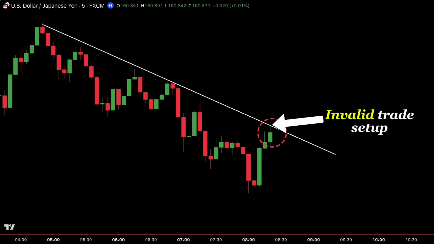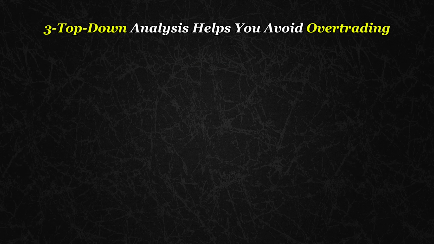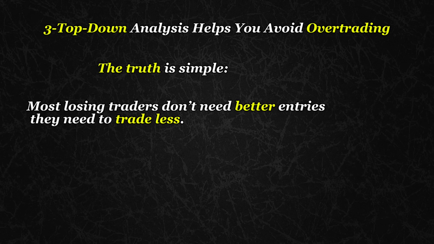That's the value of top-down analysis. It exposes conflicting signals early, keeps you out of weak trades, and helps you trade with clarity instead of confusion. Top-down analysis helps you avoid overtrading. The truth is simple. Most losing traders don't need better entries. They need to trade less.